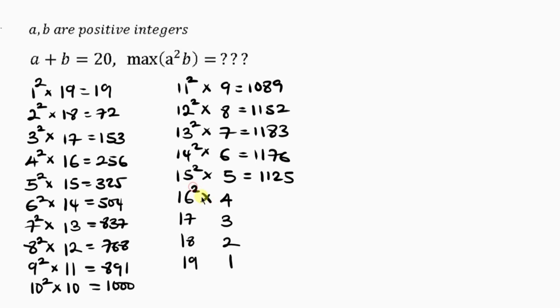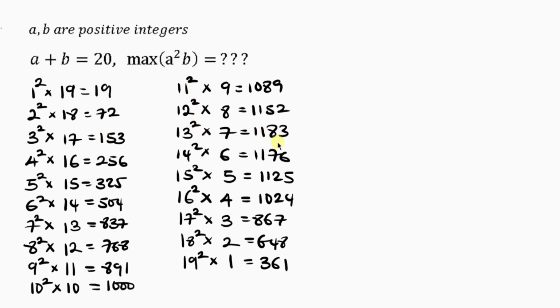So 16 squared times 4, I'm going to be getting 1024. And then 17 squared times 3, I'm going to be getting 867. And then 18 squared times 2, I'm going to be getting 648. And then 19 squared times 1, I'm going to be getting 361.